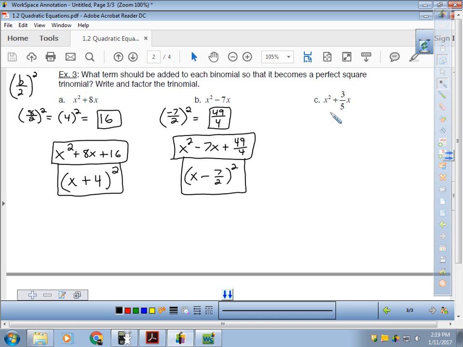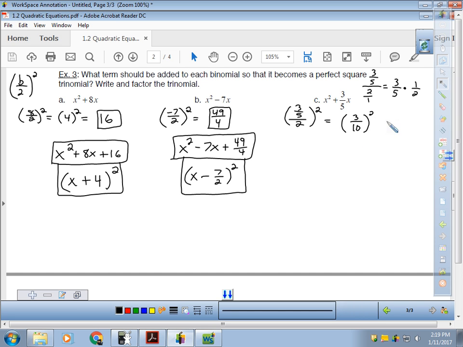All right. Letter C, we got x squared plus 3/5 x. So we're going to be taking 3/5 and dividing it by 2, and then squaring it. Now, this is something you should have learned in an earlier class, but we have 3/5 divided by 2 over 1, because 2 is really just 2 over 1. When you divide by a fraction, you're really multiplying by the reciprocal. So this is really 3/5 times 1/2. You just flip this bottom one. And so when you do that, you end up with 3 times 1, which is 3, over 5 times 2, which is 10. So 3/5 divided by 2 ends up giving us 3/10.